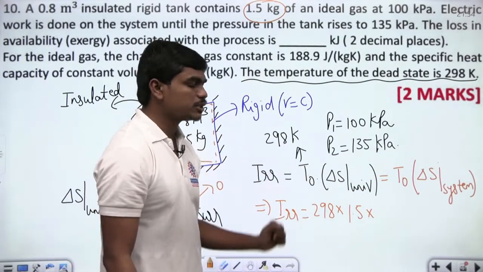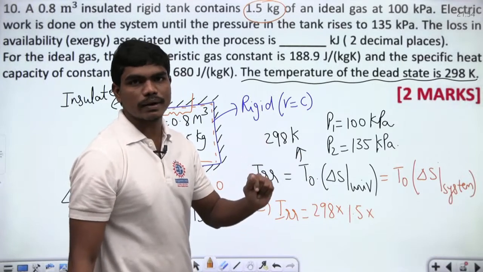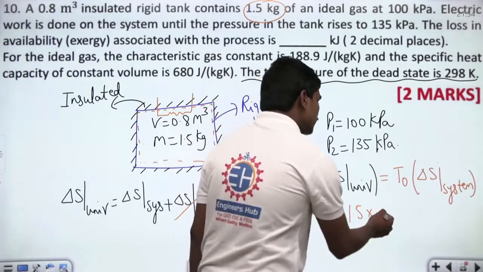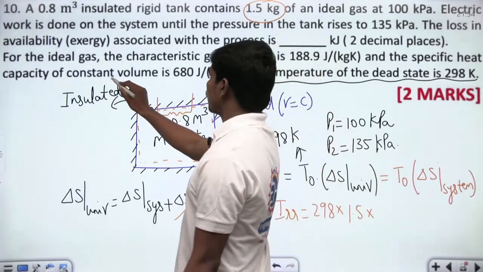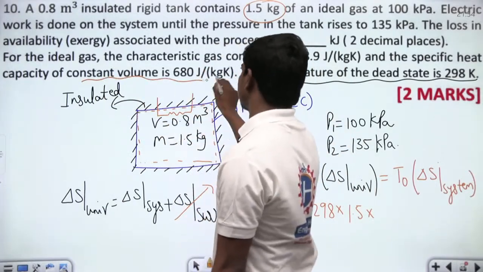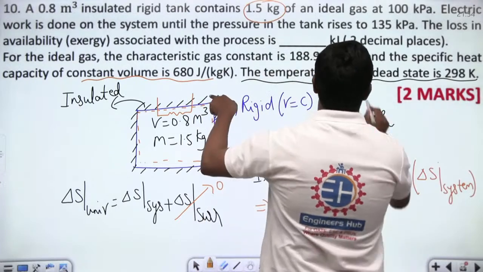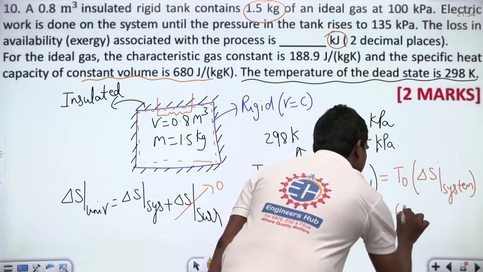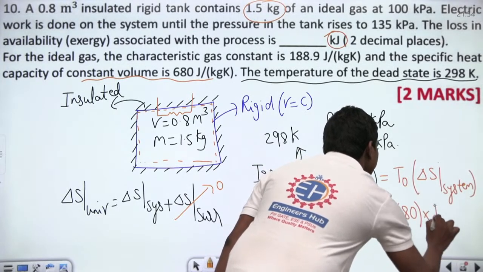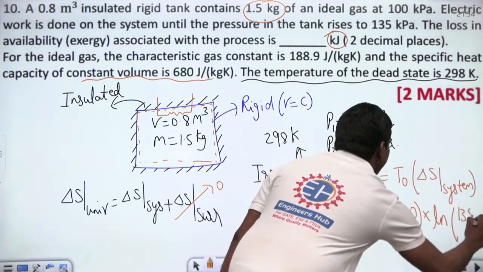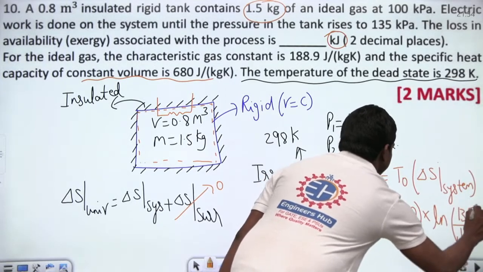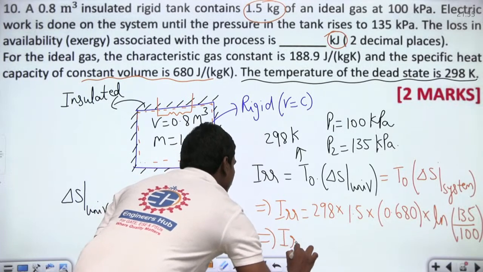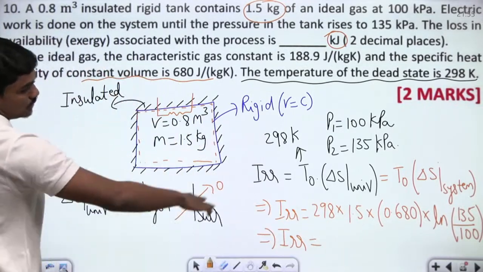Now a change in specific entropy can be written as Cp ln T2 by T1 minus R ln P2 by P1, or if you write in terms of volume, we can have Cv, the specific heat capacity at constant volume, which is 680 joules per kg Kelvin. But here the answer is in kilojoules, so let us write this in kilojoules: 0.680 into ln P2 by P1, which is 135 divided by 100. So this is the value that is with us finally. So irreversibility is equal to, let us calculate this value.